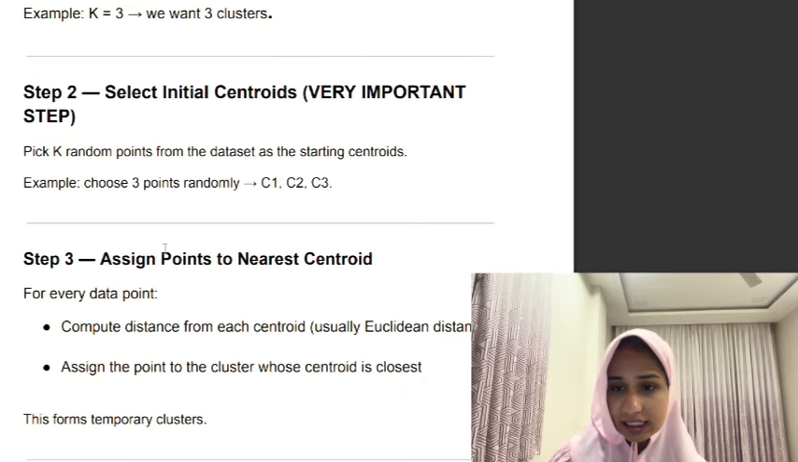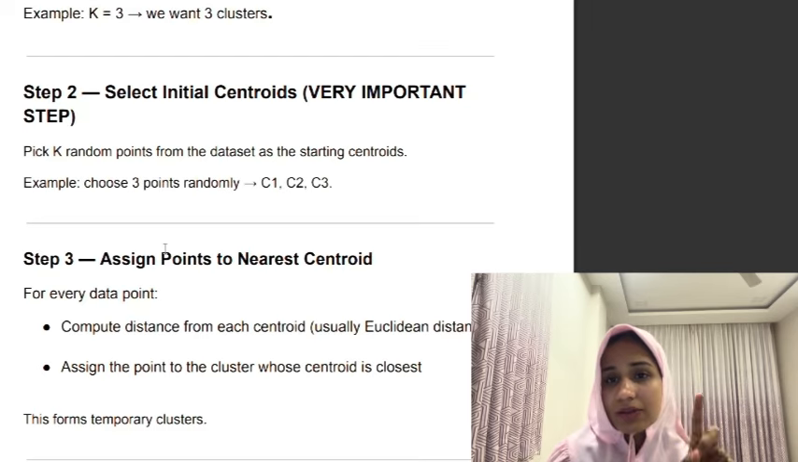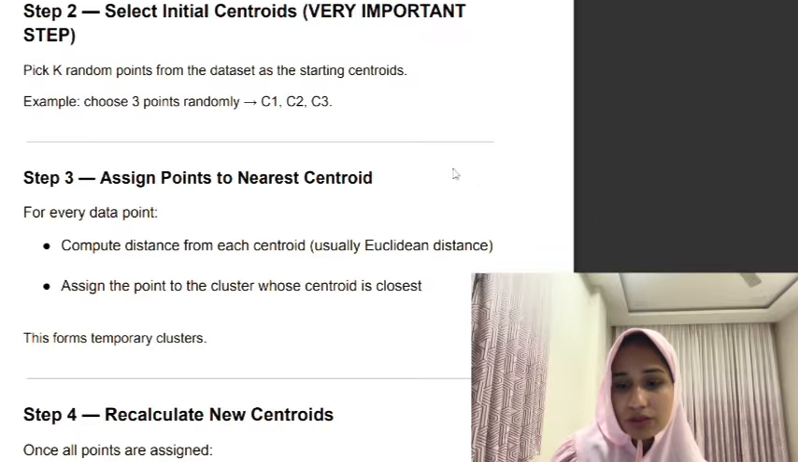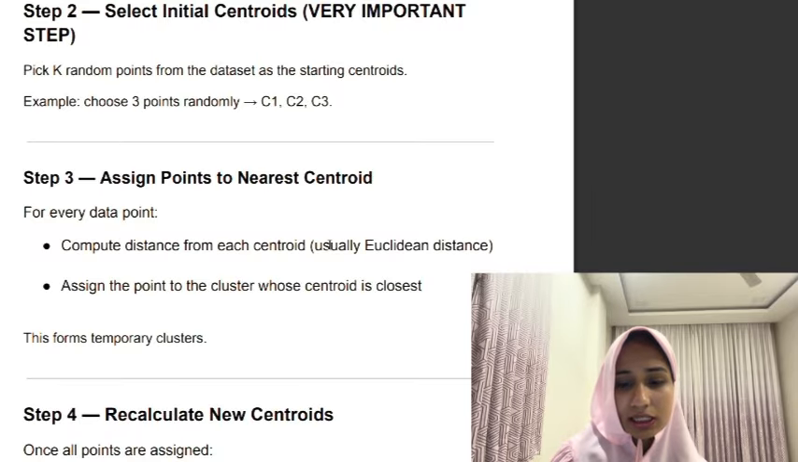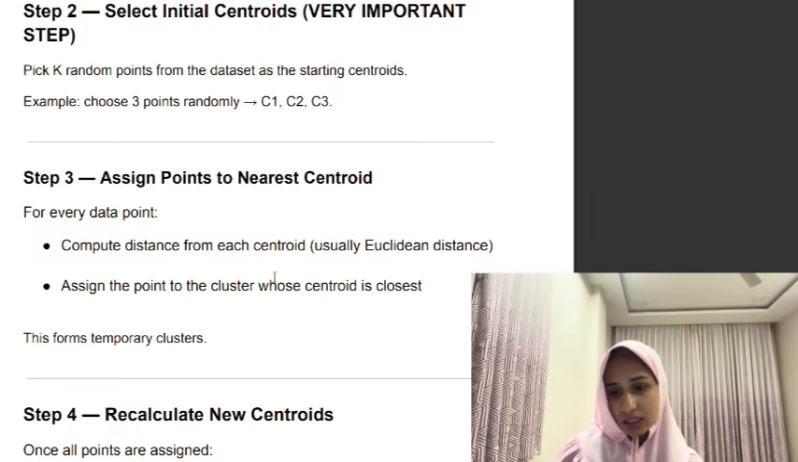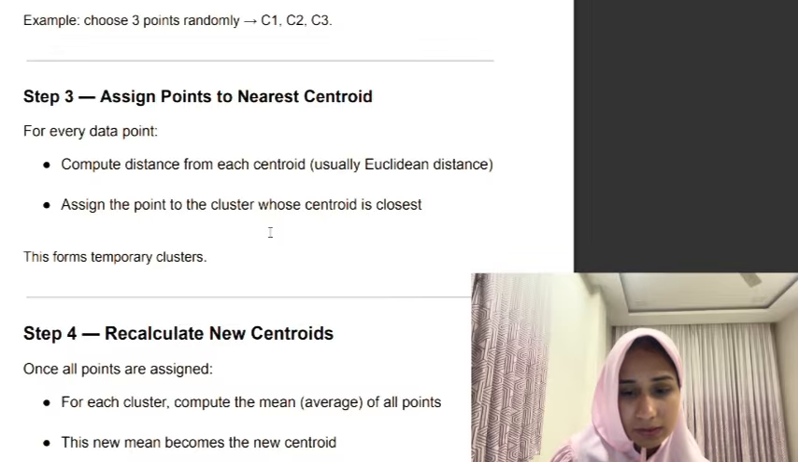Now we'll select the initial centroids. Pick k random points from the dataset as starting centroids. Example, choose 3 points randomly. Since we have chosen the value of k as 3, we need 3 centroids, one for each cluster. So randomly we'll choose 3 points C1, C2 and C3. Assign points to nearest centroids. For every data point, compute distance from each centroid, which is usually the Euclidean distance, and assign the point to the cluster whose centroid is closest.